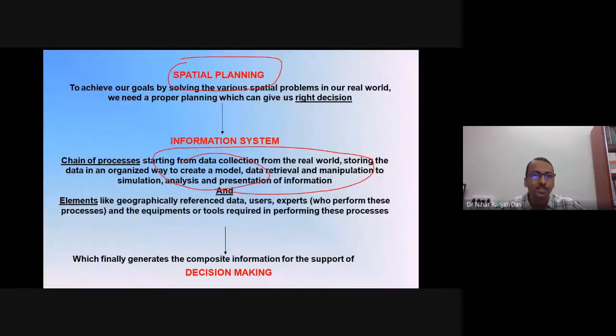As this chain of processes and elements gives us information, this is called an information system. More appropriately, it is called a geographical information system, because forest is a geographical object, and forest degradation, the adverse impacts on forest, are geographical phenomena. So this is a geographical information system. It gives us appropriate information which helps us take the right decision. In the whole process of spatial planning, we need a right decision which is derived from the geographical information system.